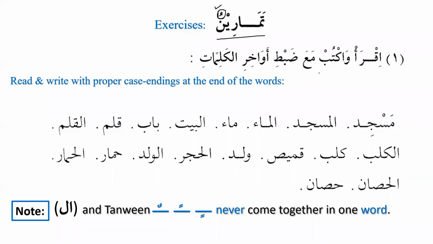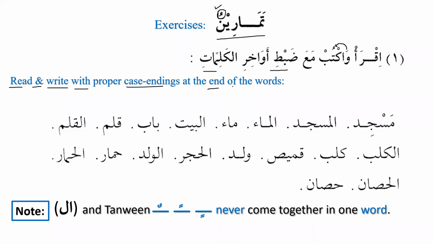اقرأ واكتب مع ضبط أواخر الكلمات. Iqra read, wa and, uktub. It was basically uktub, but you know that when hamza, this is what we call hamzatul wasl, when we connect it, then we do not pronounce it. It becomes sakin or silent. So how do we read it? Iqra waktub. Ma means with. Dabti, dabata yadbitu, dabtan is basically to fix something, and here it refers to the case endings. Awakhiri, the ends, al-kalimati, of the words.